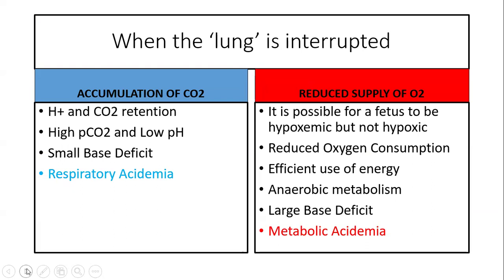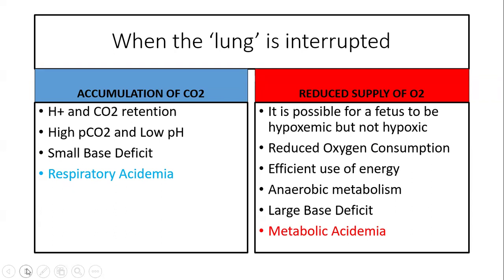When the lung function of the placenta is disrupted, what happens? Oxygen is no longer coming, and the CO2 produced from the aerobic metabolism cannot go out. So when you have accumulation of CO2, you have a high PCO2 and a low pH and develop respiratory acidemia. If this goes on for a while, the baby has to adapt to this. So it reduces oxygen consumption and becomes more energy efficient by doing things like reducing movement.